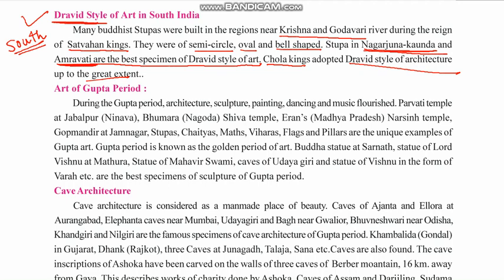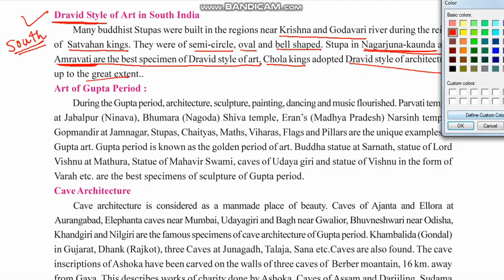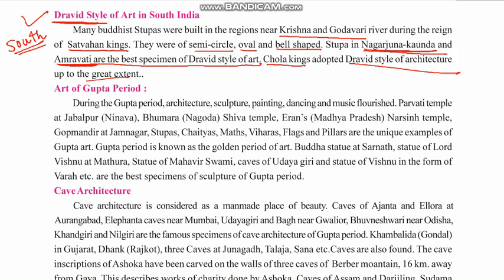Next comes the art of the Gupta period. During the Gupta period, architecture, sculpture, painting, dance, and music flourished. It was a great period for architecture, sculpture, painting, dance, and music.